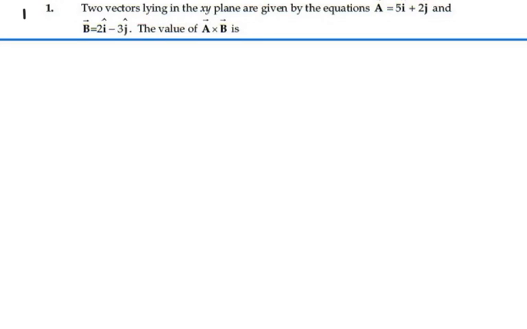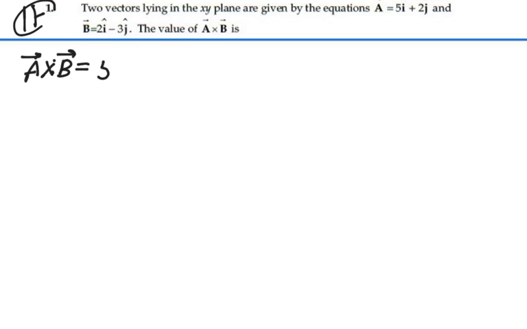Here's problem 11.1. Two vectors lying in the xy plane are given by the equations a equals 5i plus 2j and b equals 2i minus 3j. The value of a cross b is, so we have two vectors, a and b, and we're going to look at the cross product between these two vectors.